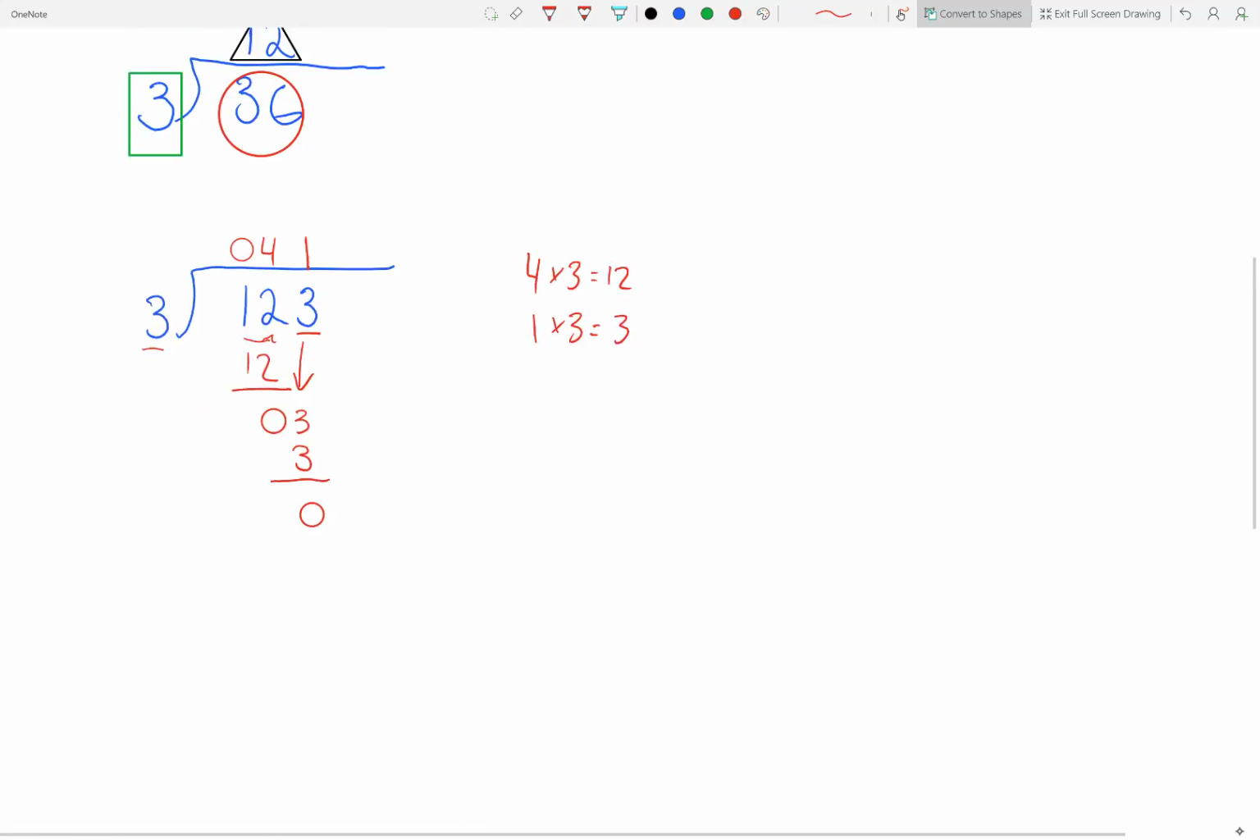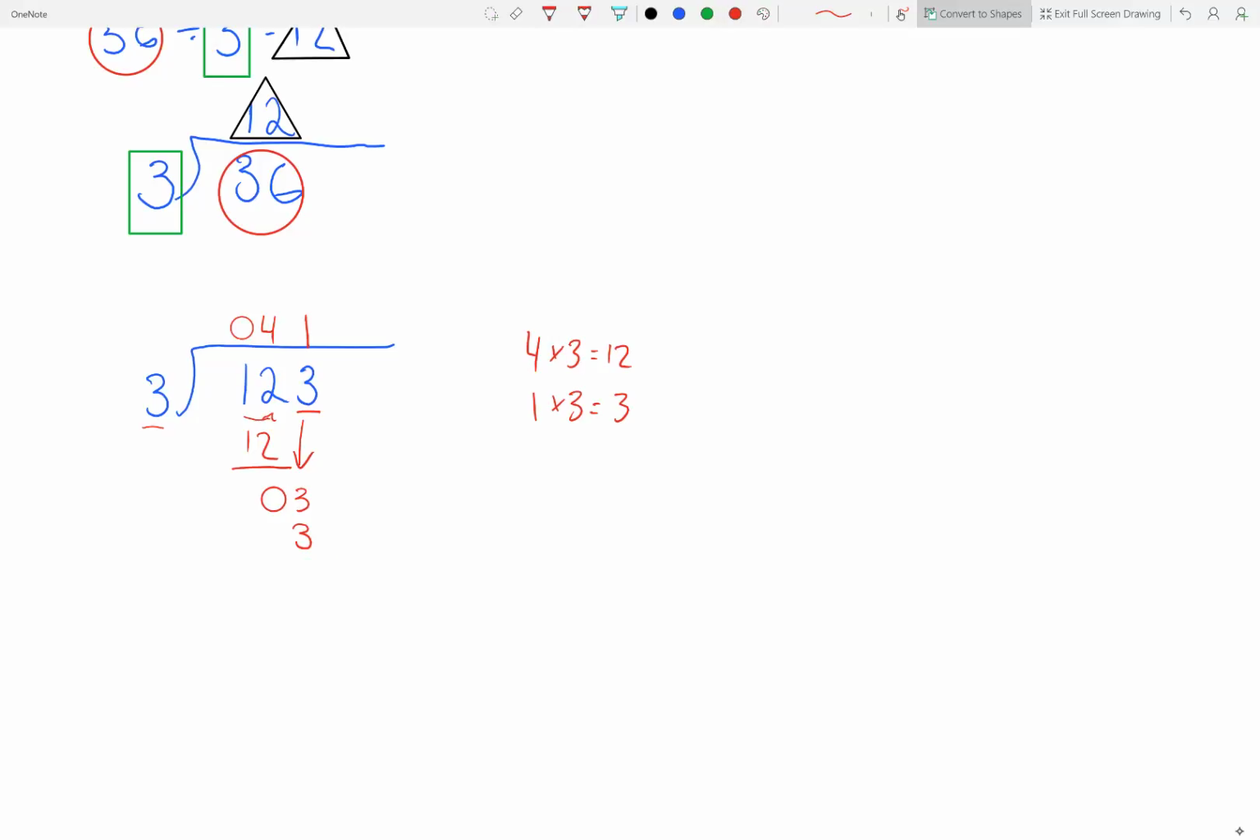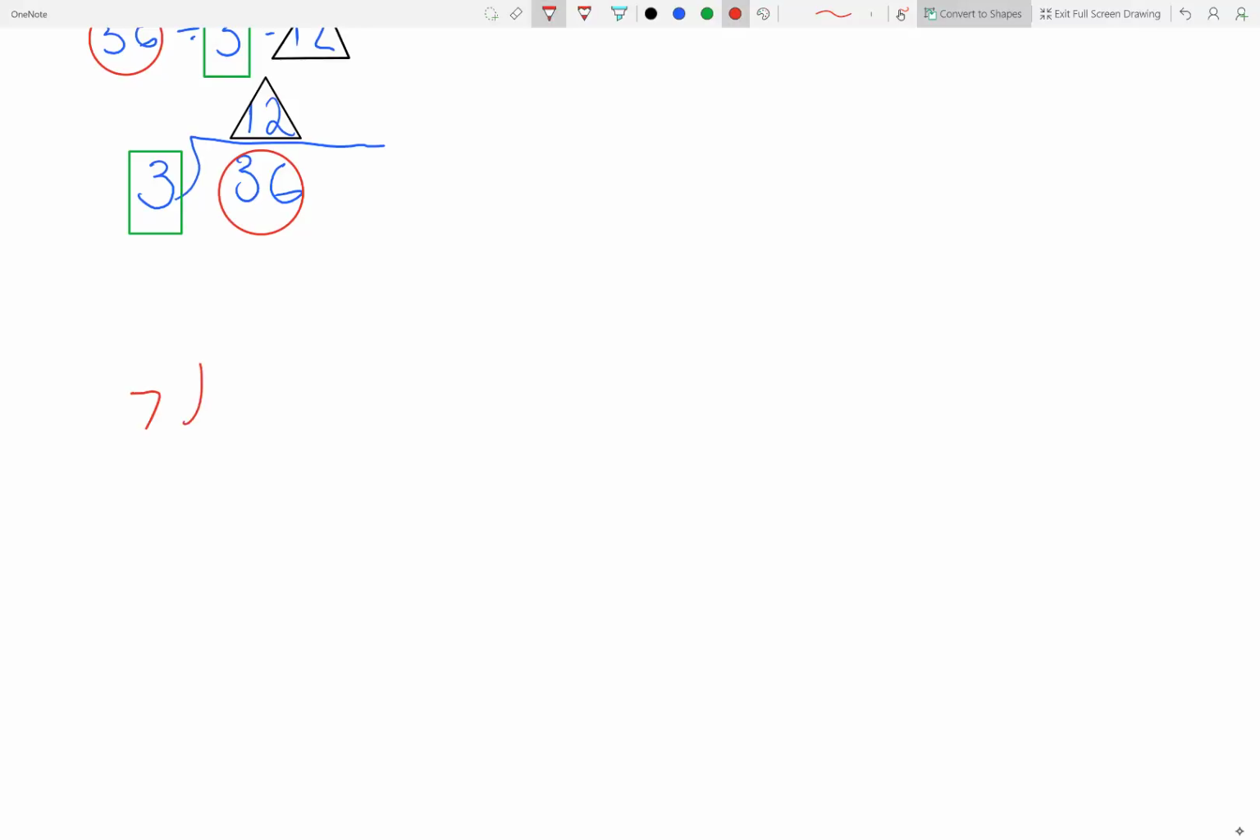Let's try how about 978 divided by 7? So the first thing we ask ourselves is how many 7s are in 9? Well, there's one 7 in 9. 1 times 7 is equal to 7. So I place a 7 here underneath the 9, and I subtract that from 9. And then I bring the 7 down, and I ask myself, how many 7s are in 27?